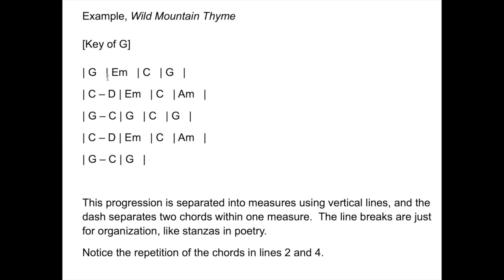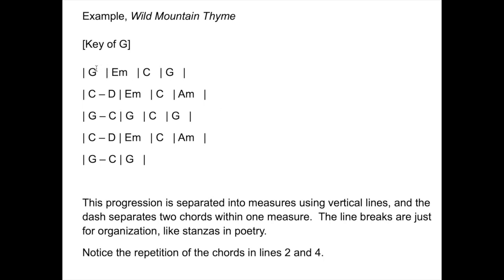Taking stock of the chords that are present, these are what we would call diatonic chords, just meaning that these are all chords we expect in the key of G. And so just taking stock, we have G, E minor, C, D, and A minor. So I believe that's 5 chords total. So it's a pretty typical amount of chords, a pretty typical organization.